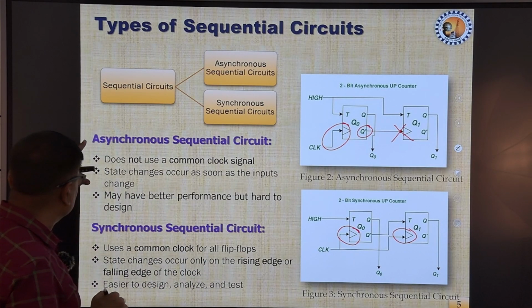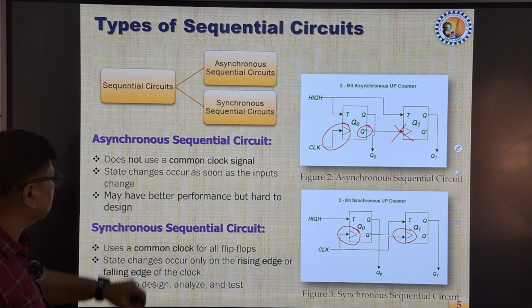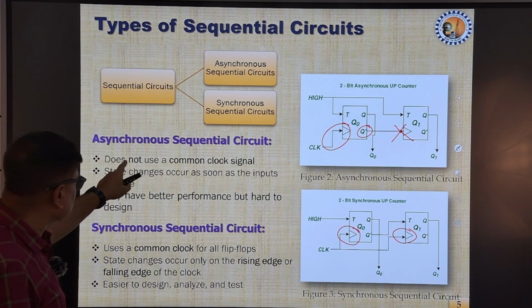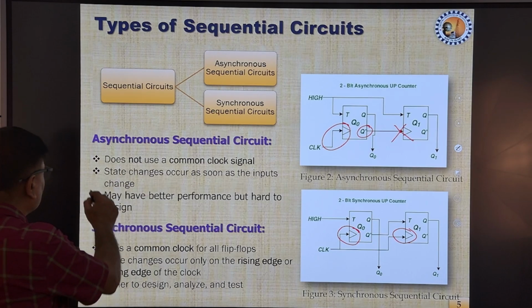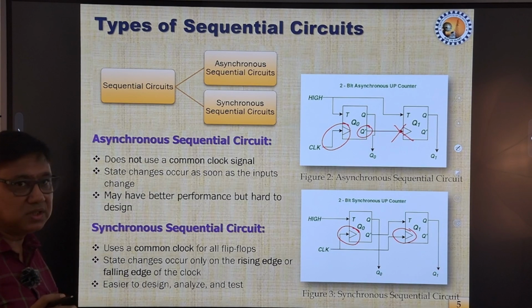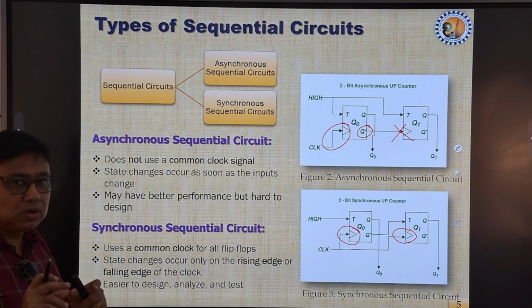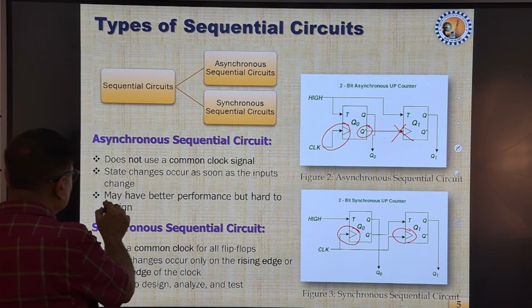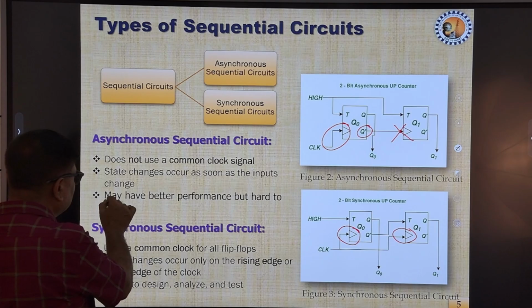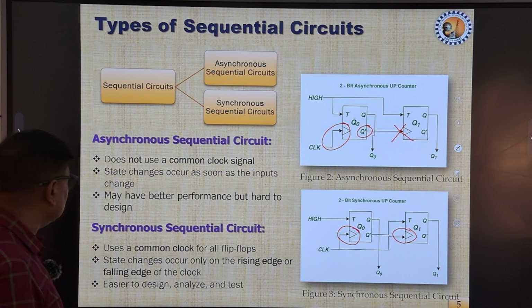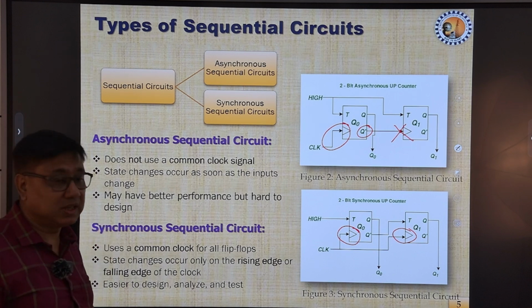Now, a few attributes of asynchronous sequential circuits have been listed, and so is the case for synchronous sequential circuits. As we understood, an asynchronous sequential circuit does not use a common clock signal. Then the state change occurs as soon as the input changes, because it is asynchronous to the clock. So, as a result, the output can change at any time. It may give better performance, but the problem is that it is relatively harder to design compared to synchronous sequential logic circuits.